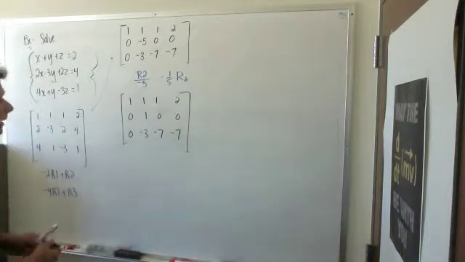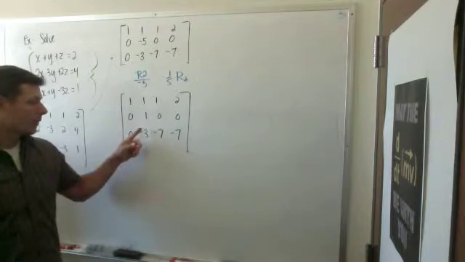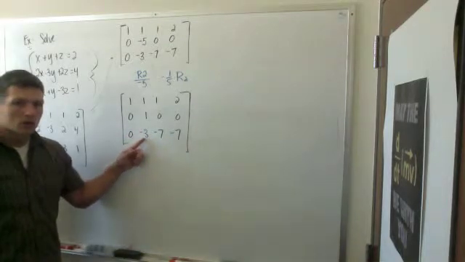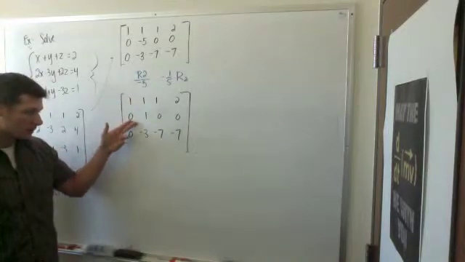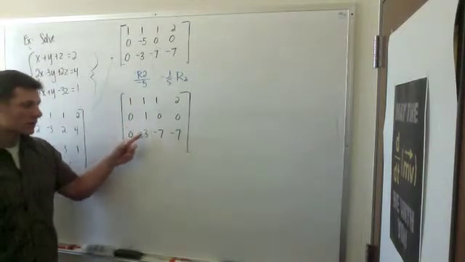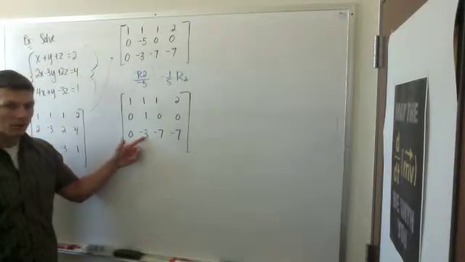Okay. Now, I want to make this a 0. So I'm going to use this one, not this one, but this one, this row 2. I'm going to multiply it by 3, because when I add down to this, it'll make it 0.